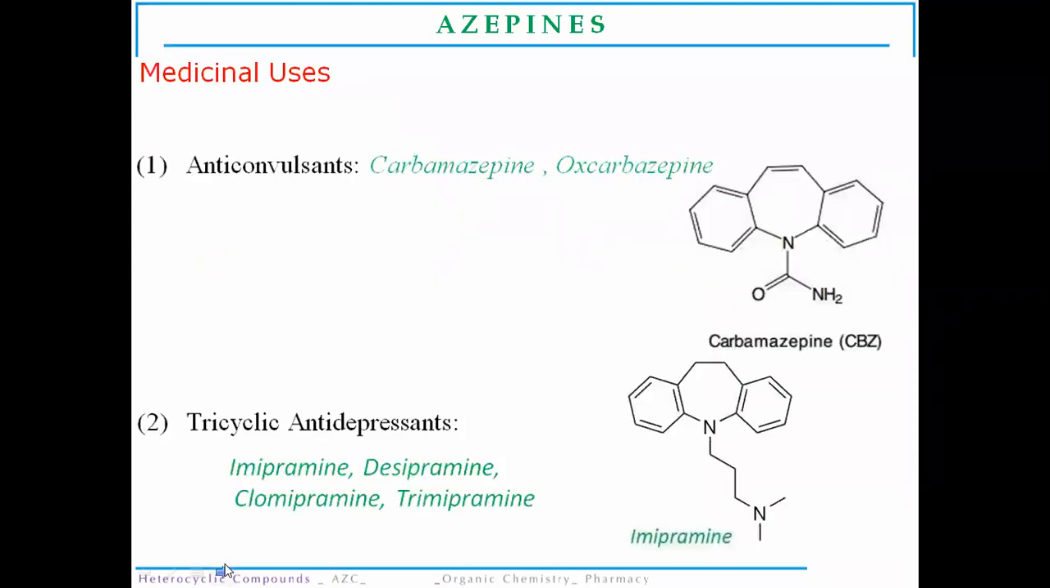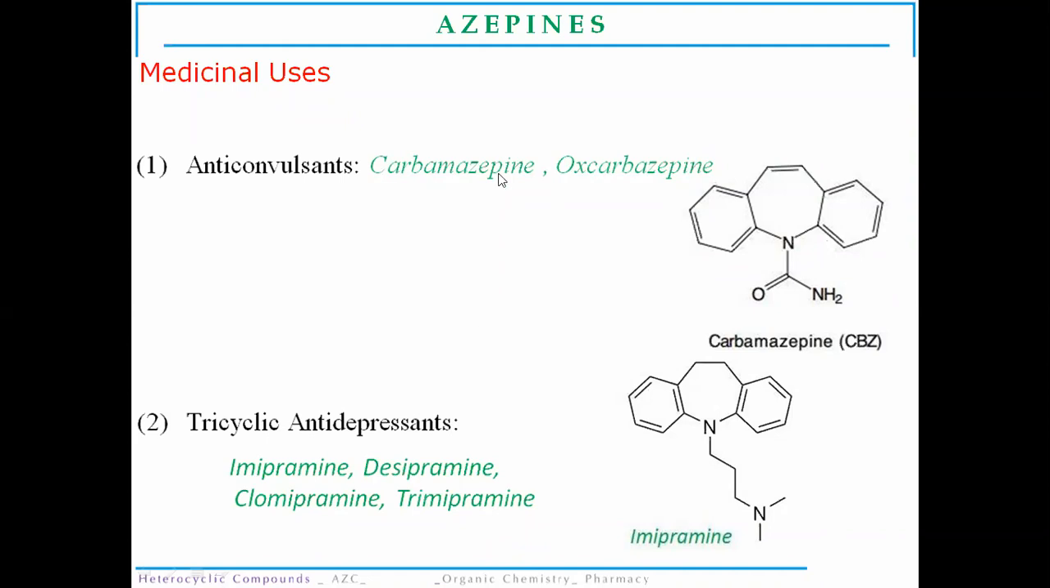Now, some of the medicinal uses of this azepine molecule. It is used as an anticonvulsant, such as carbamazepine and oxcarbazepine. Already you have studied epilepsy or convulsions, a type of disorder happening in our brain. Continuous triggering of the neurotransmitter in our body will result in convulsion. So these azepine-containing drug molecules can be used as anticonvulsants. It is also used in tricyclic antidepressants, in which there is a presence of an azepine ring in the structure. The medicinal tricyclic antidepressants are imipramine, desipramine, clomipramine, and trimipramine.